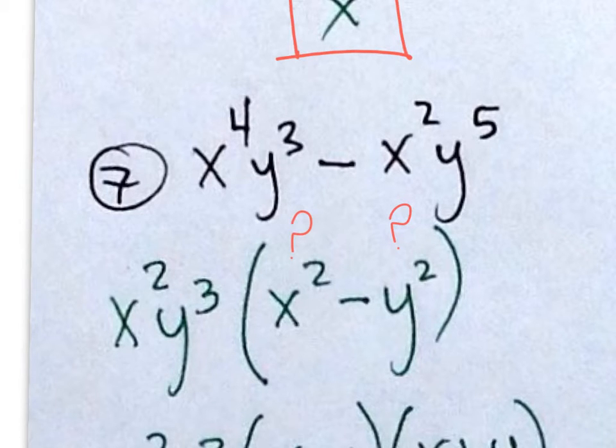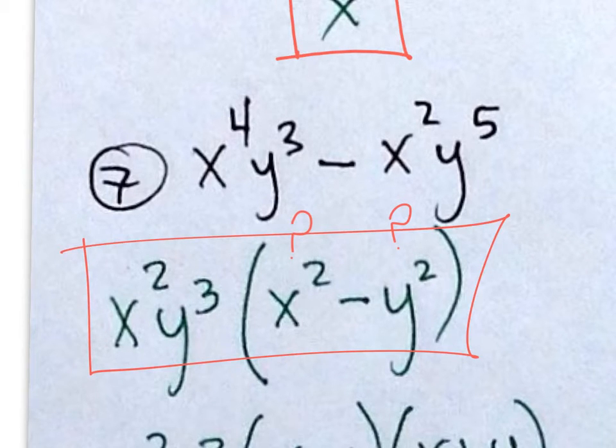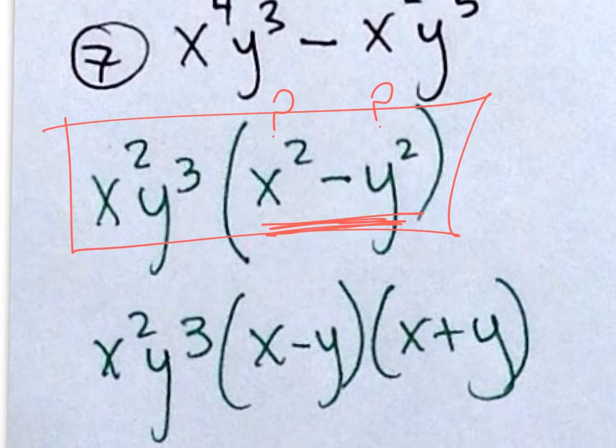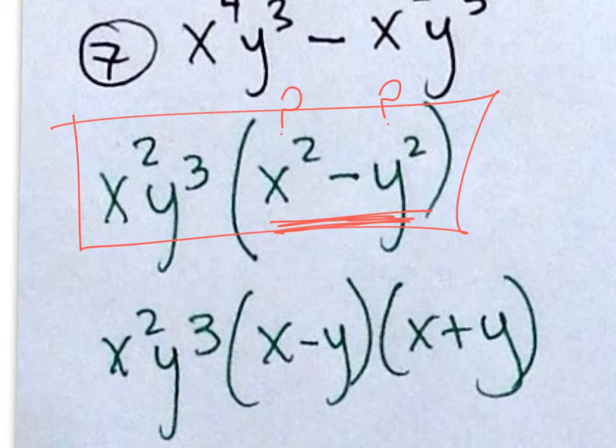So this is factored but not completely. This is still a difference of perfect squares. So we can factor x squared minus y squared to be x plus y times x minus y. And again, we can write it x minus y times x plus y. Same thing. It's all good.